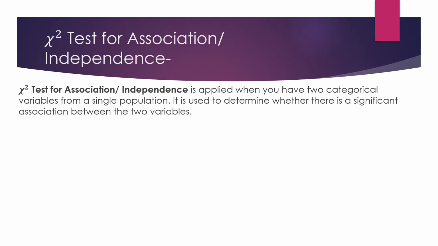This is when you have two categorical variables, like a two-way table. It's used to determine whether there is a significant association between the two variables, or whether they're independent or dependent. The way you would write your hypothesis here, your null hypothesis is that there is not an association.